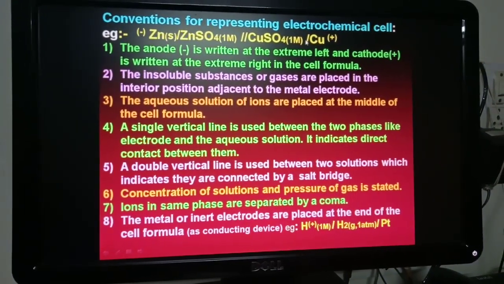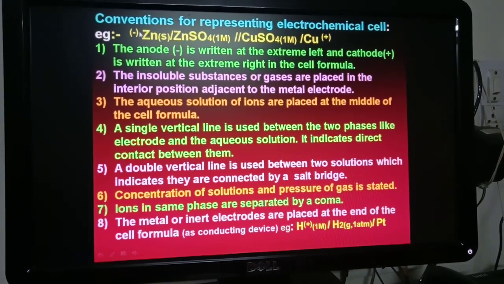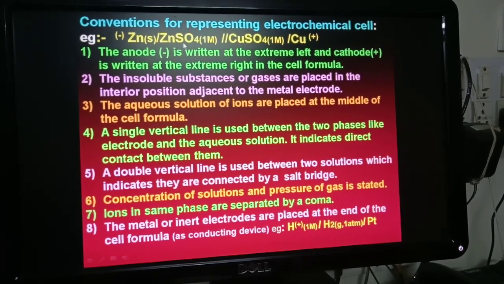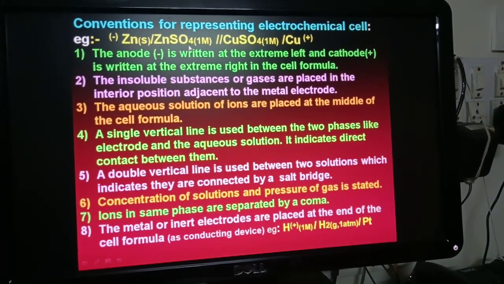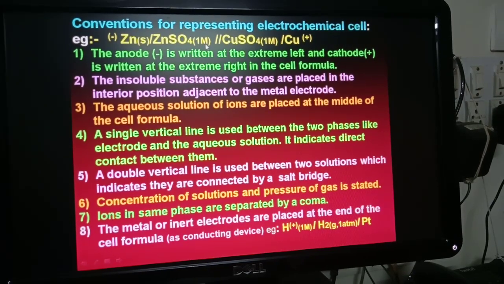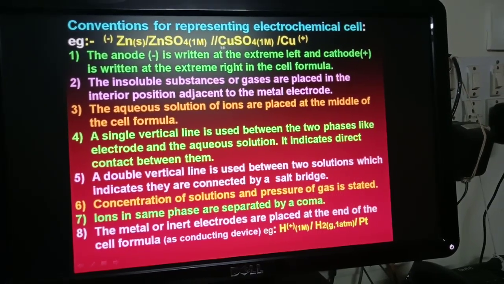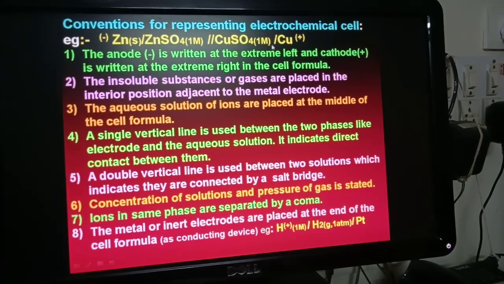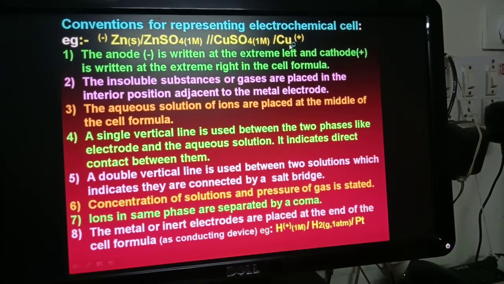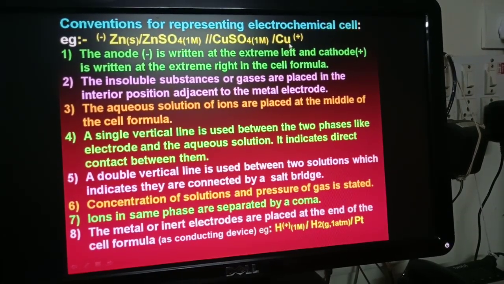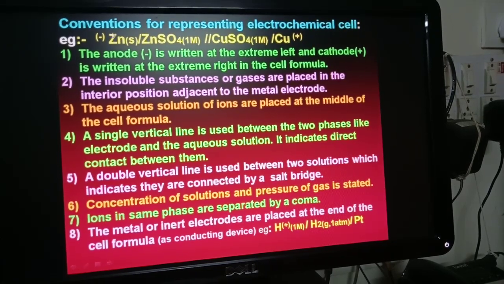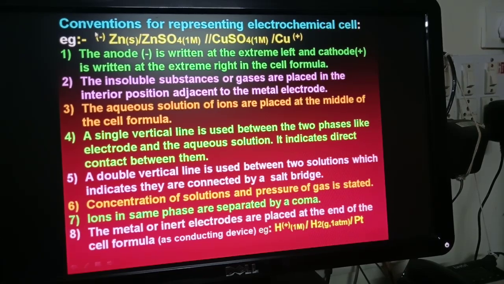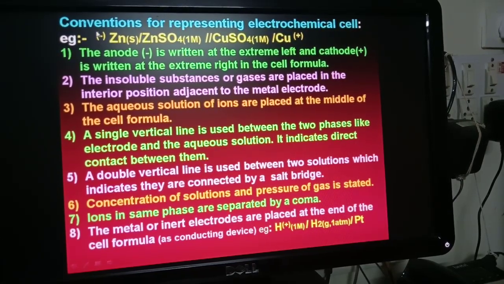Now, how to read the cell formula? Zinc rod is in direct contact with zinc sulfate, whose molarity is 1, which is in indirect contact with copper sulfate, whose molarity is also 1, which is in direct contact with copper. Zinc is connected as anode. It is seen towards the left hand side.